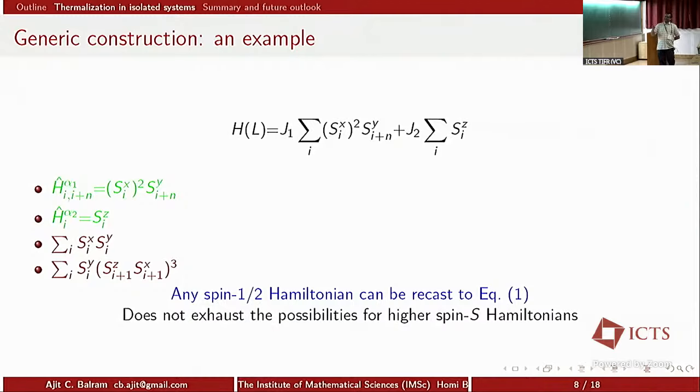So here is an example of a Hamiltonian that fits our criteria. Let's say I take (S^x_i)^2, but I take S^y at a different site, i plus n. Things like this are perfectly allowed. But if you take Hamiltonian terms like S^x_i S^y_i, so at the same site I have both x and y, then this will not fit our bill. For spin half matrices, this will again get reduced to S^z, so then it's okay. But otherwise, in general, this does not exhaust all possible Hamiltonians that you can write for higher spins. For spin half, any Hamiltonian can be recast into the form that I gave.